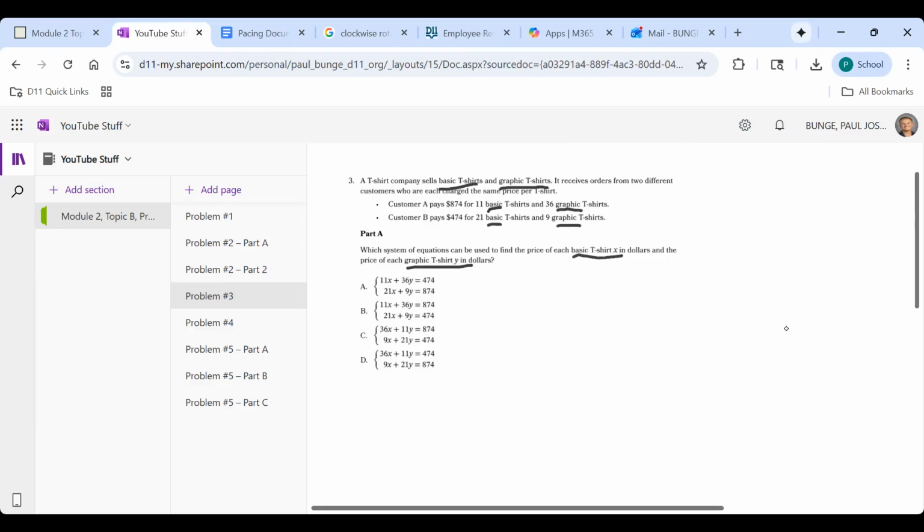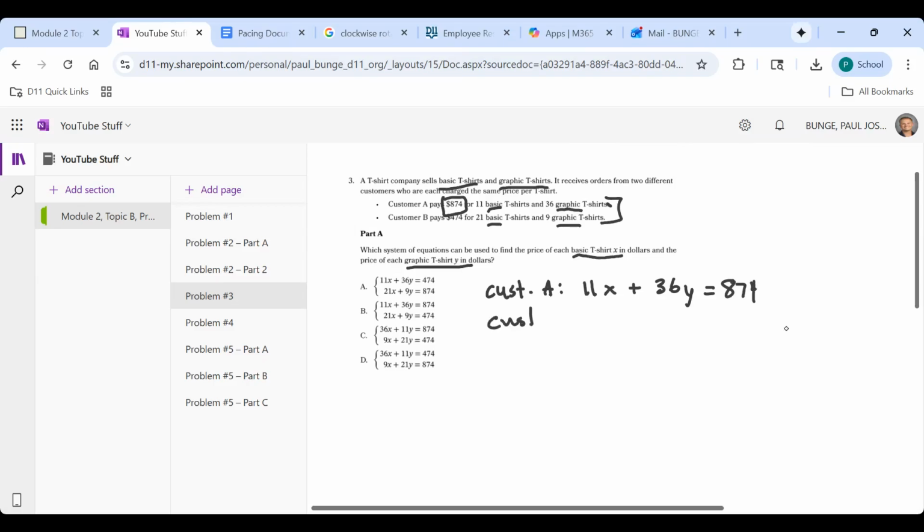Okay, so now all we're doing is we're writing these in a system of linear equations, because they have to equal the prices that they paid. So if I'm going to work with customer A, they have 11 basic t-shirts. Now remember, basic is represented by X. That's going to be 11X plus 36 graphics. So 36, and graphic is Y. And it has to equal $874.